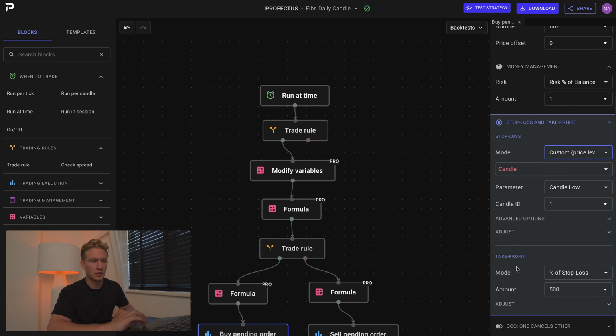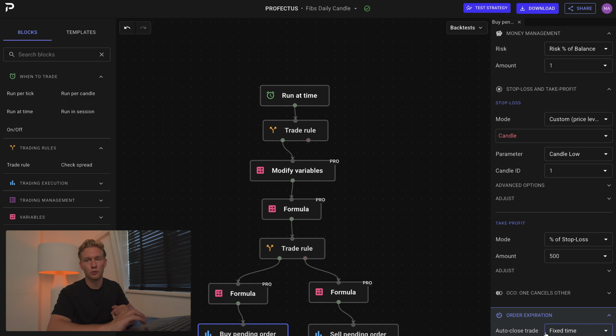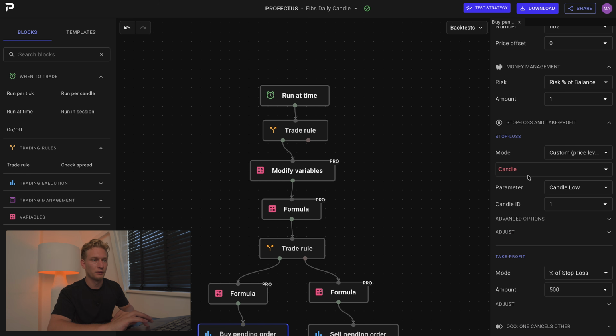We're just going to place it there. Take profit is a 1 to 5 risk reward, so 500% of the stop loss. And that is a 1 to 5. And then order expiration, if the order is not triggered, we're going to delete it. Otherwise it is always there. So we're going to delete it at 9 in the evening.